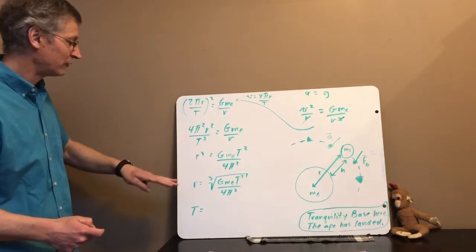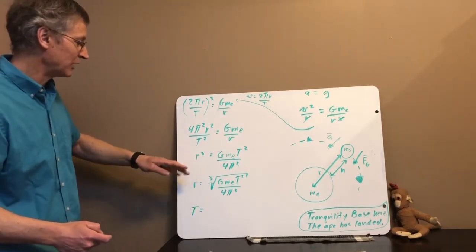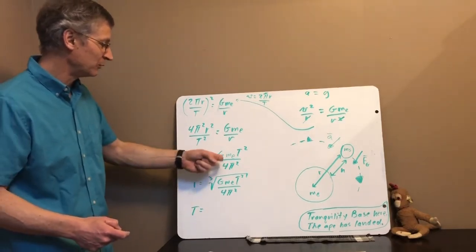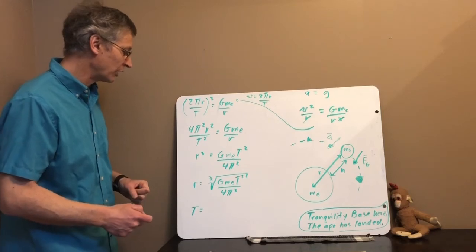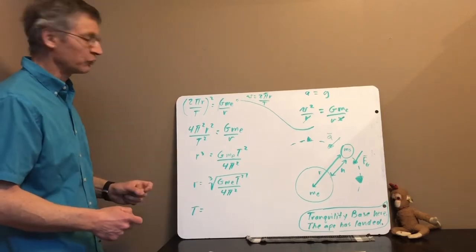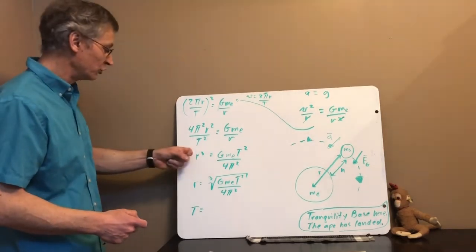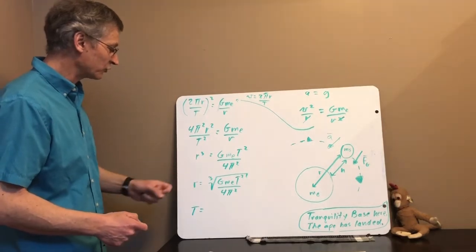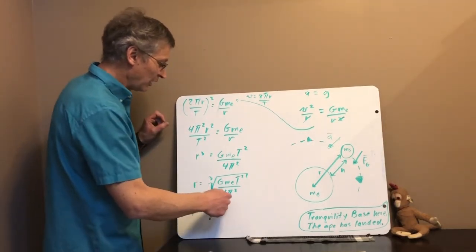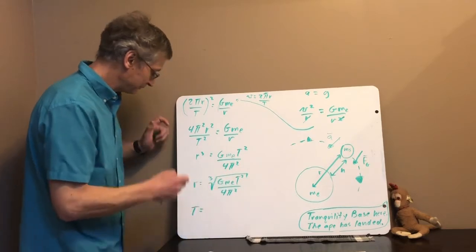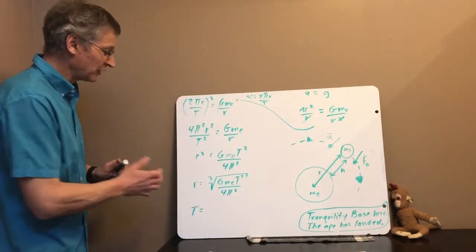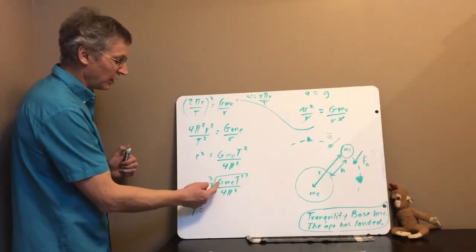So there's what you're left with right now. R cubed is equal to G M_E T squared over 4 pi squared. We're interested in r, so take the cube root of both sides. The cube root of r cubed is just r, and then we've got the cube root of all this mess here. Let's take a close look at this mess.